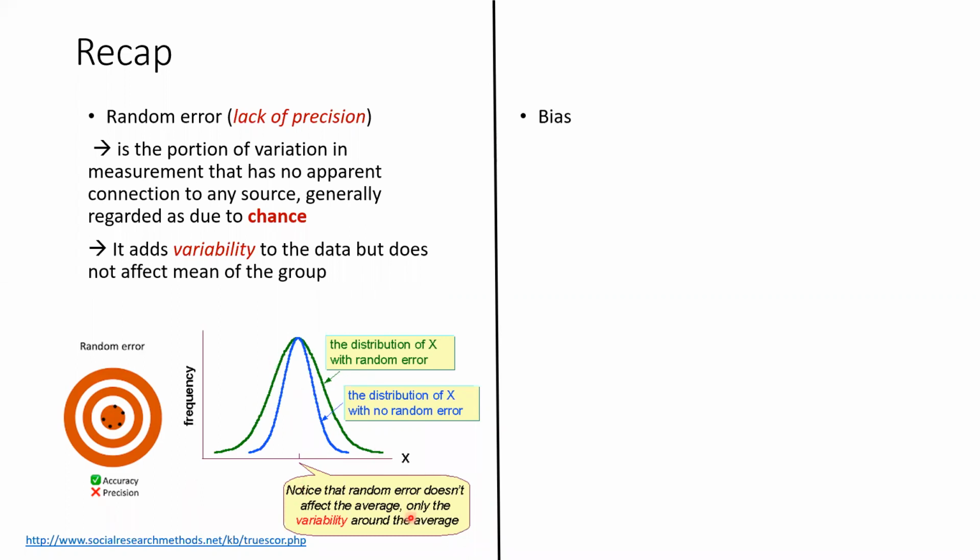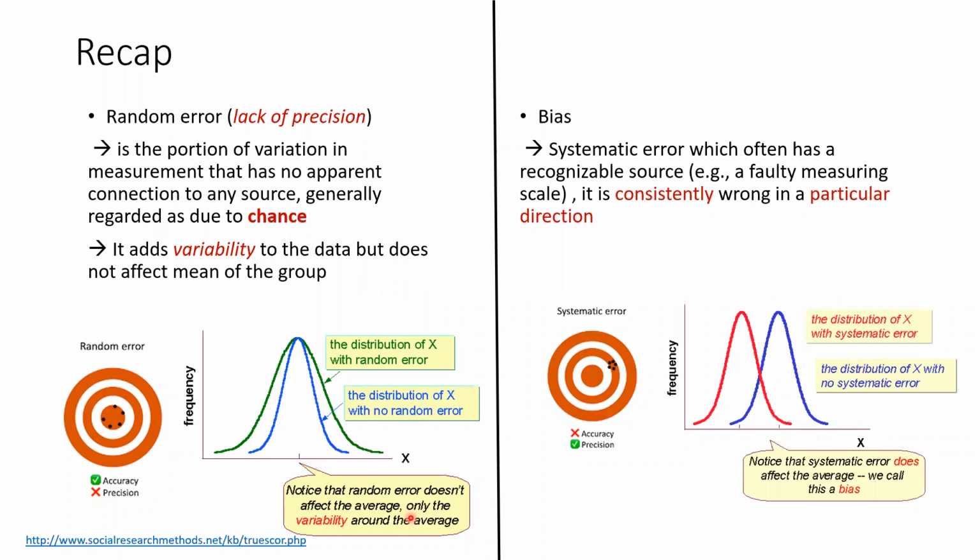And as you just said, bias is a systematic error. We have a recognizable source, whereas in random error we don't really have an apparent source. For example, a measuring scale that always gives an additional 2 kilograms to each person. In this case, it is consistent, it is wrong, and it's always in a particular direction.